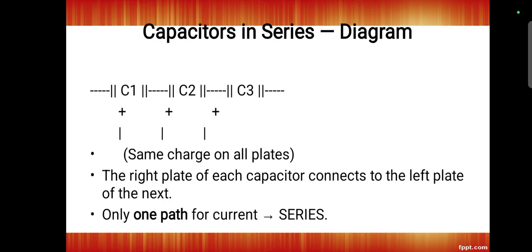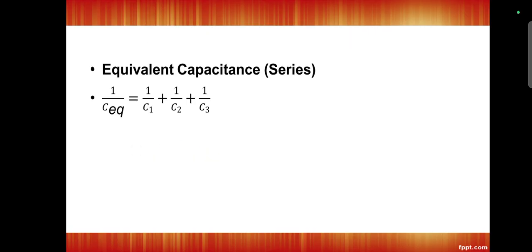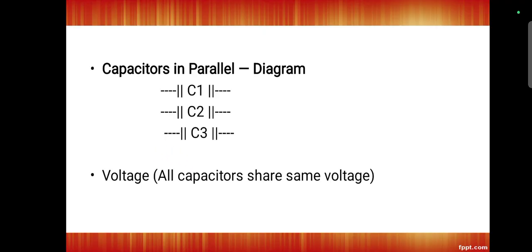So this is called capacitance in series. Series means the same charge in all plates. That means the right plate of each capacitor is connected to the left plate of the next. There is only one path, the same current flows through all the capacitors, and that is called a series connection. The equivalent capacitance of series connected capacitors is 1 by C equivalent is equal to 1 by C1 plus 1 by C2 plus 1 by C3. It is the formula to calculate equivalent capacitance when three capacitors are connected in series.